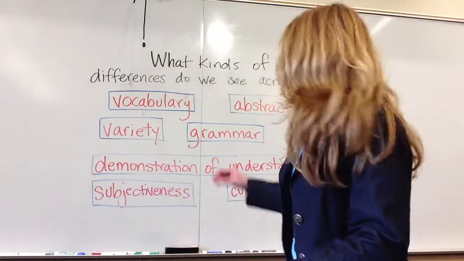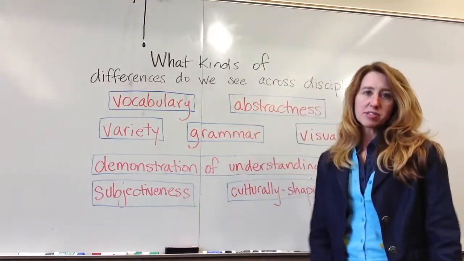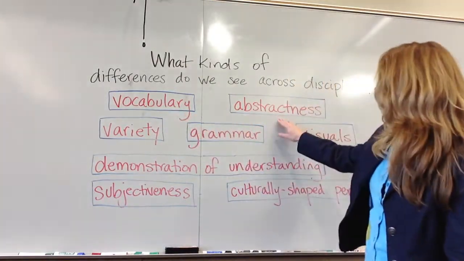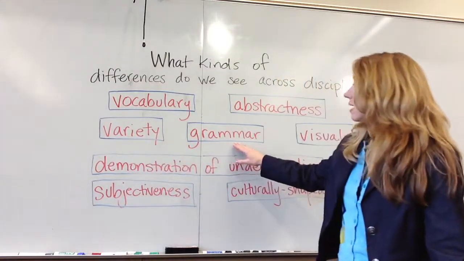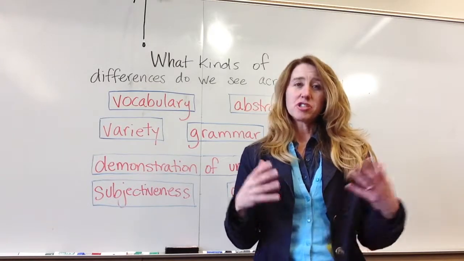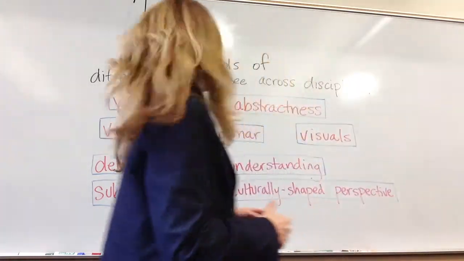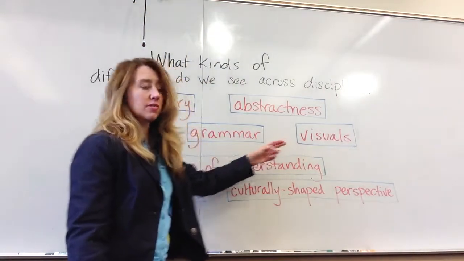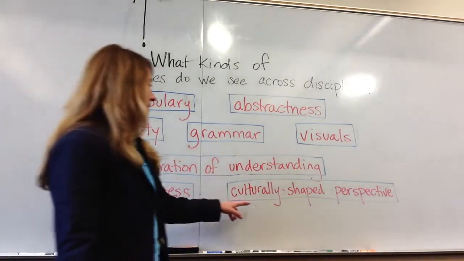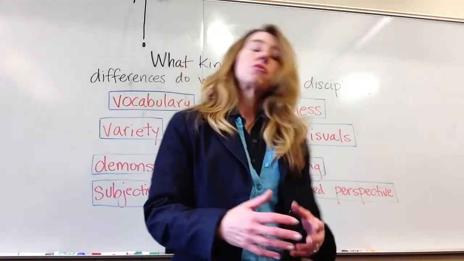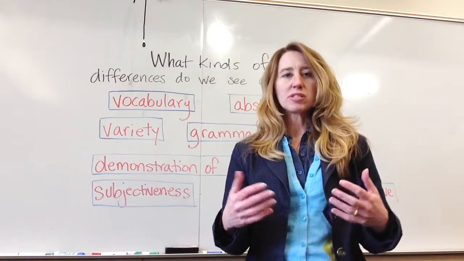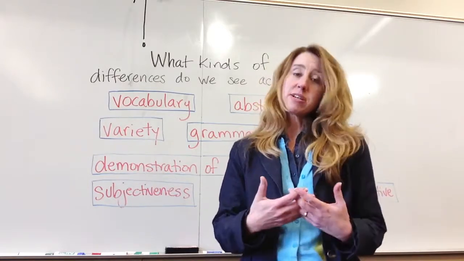Okay, so one reason that I have these laid out in the way that I do is because in my mind, vocabulary, abstractness, variety, and grammar really have to do with linguistic challenges, language challenges that English language learners experience. Visuals, demonstration of understanding, subjectiveness, and culturally shaped perspective, for me, these are principally cultural challenges. So let's walk through and see how what I have to say matches up or doesn't with some of the predictions you made.